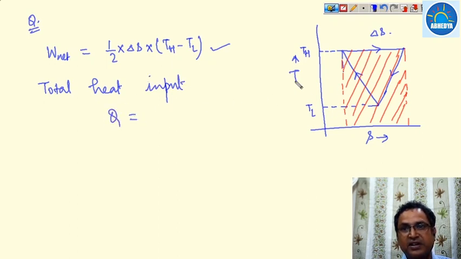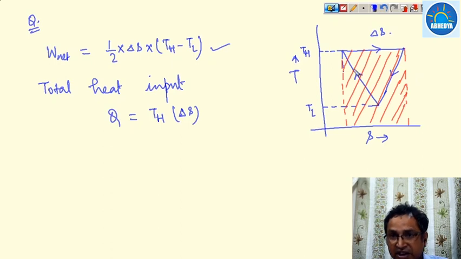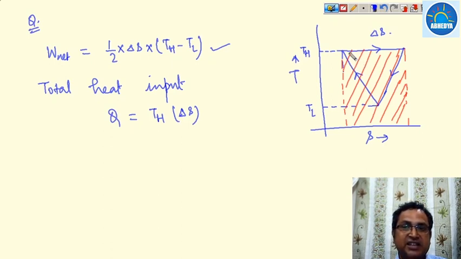The total heat addition is TH into delta S. Now in this question, it is tedious to find the heat rejection, but it is easy to calculate the total amount of heat at a constant temperature. So this is the total amount of heat.